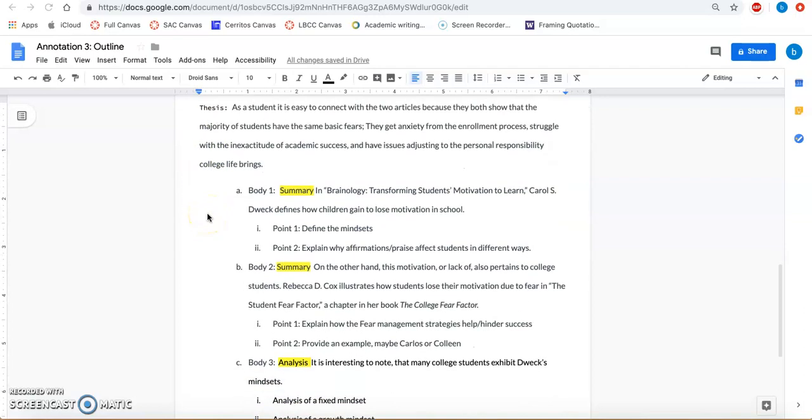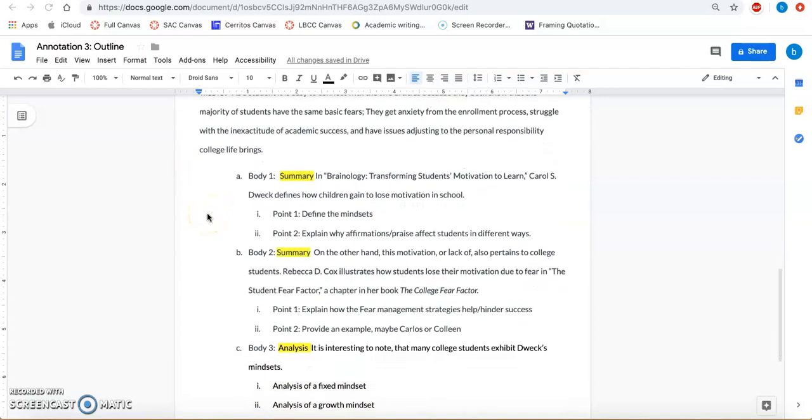Now, the body paragraph 1 has its purpose. Here, the purpose of this body paragraph is going to be summary. Remember that the prompt is asking you to summarize both of the main texts we're reading in this unit. Then it proceeds to include a topic sentence.